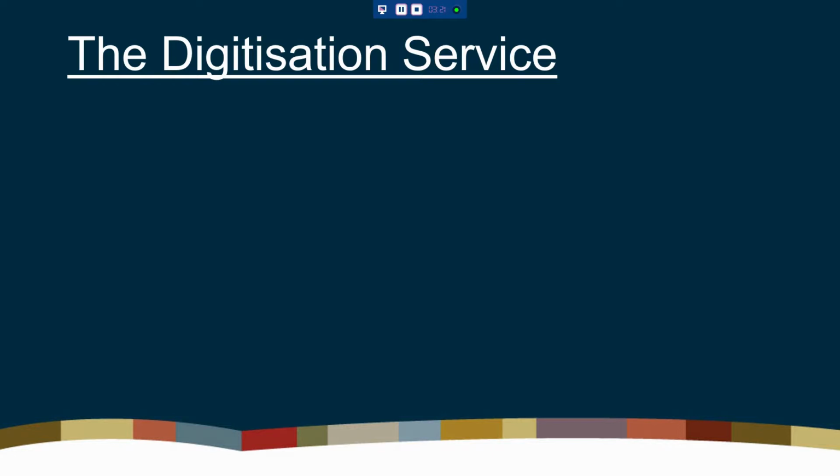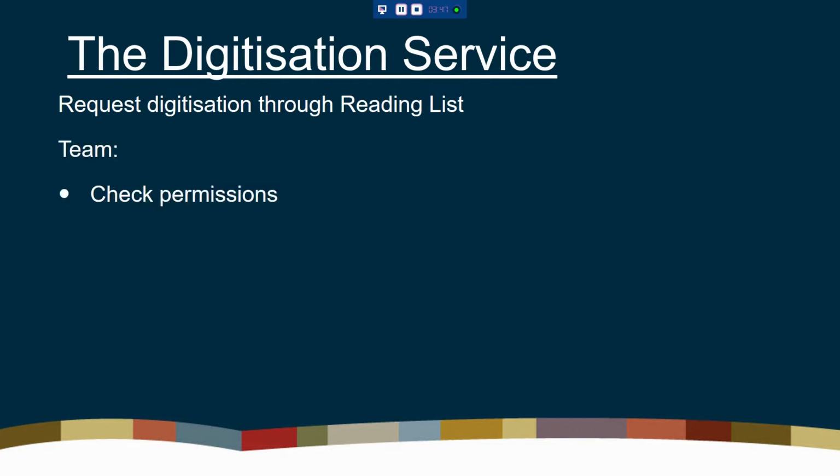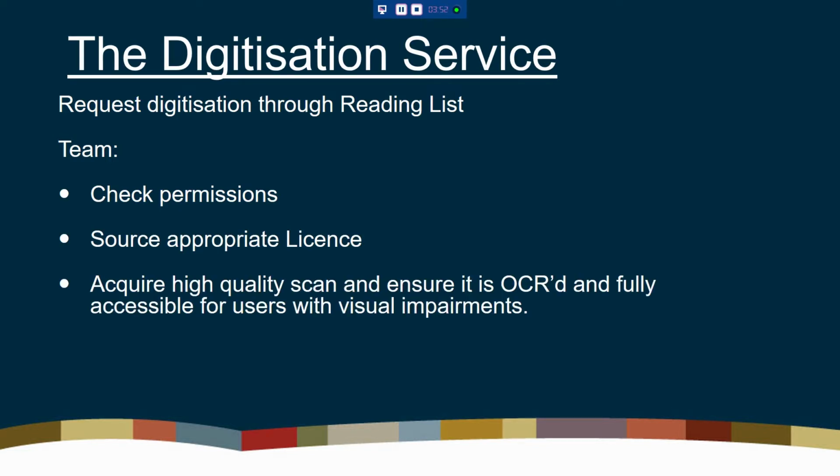So that then brings us on to the Digitisation Service, which is what the library offers you. This works really, really well with reading lists. Basically, when you create your reading list and you have your item on there, you have your book title, and if there's a chapter, a key reading from that book that you want your students to look at, there's a little button that says Request Digitisation. You click that, and it fires that off as a request to my team. And what we do is we check the permissions, we source an appropriate license, and then we acquire a high-quality scan. And we'll make sure that it's fully OCR. That means it's fully accessible for students with visual impairments.